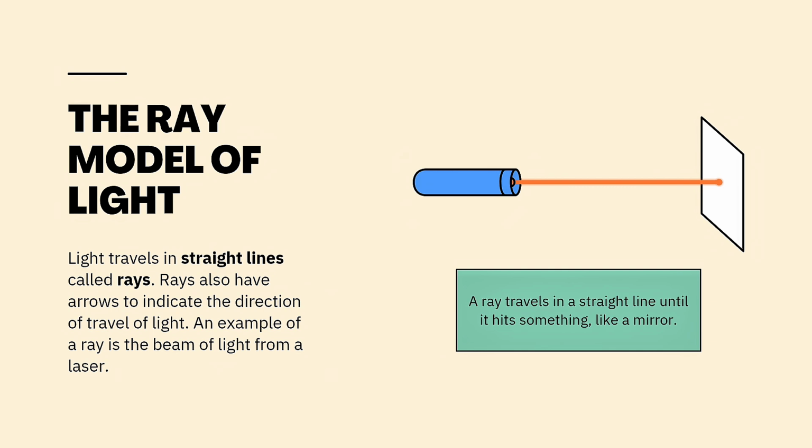A very common example of a ray is the beam of light from a laser pointer. If you use a laser in a dark room, you can notice that the light travels in a straight path. Light continues to move in a straight line until it hits an object like a wall, mirror, or glass.